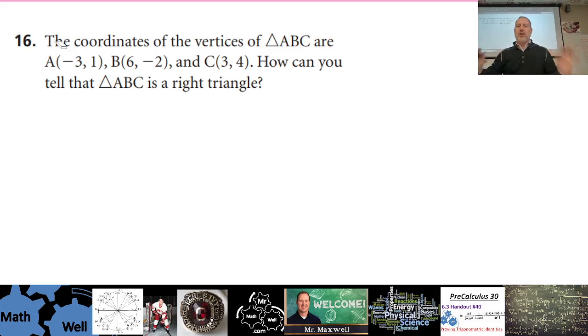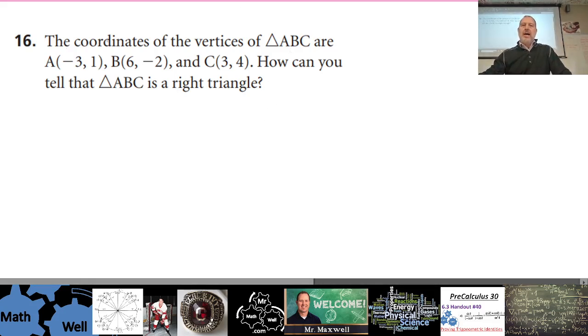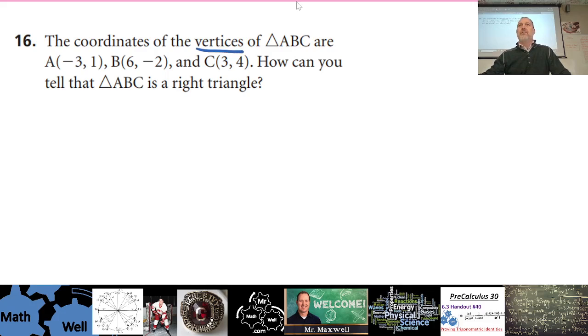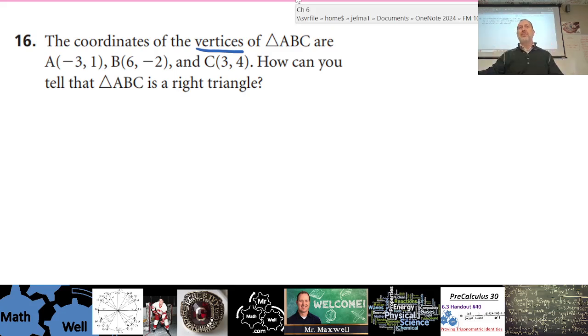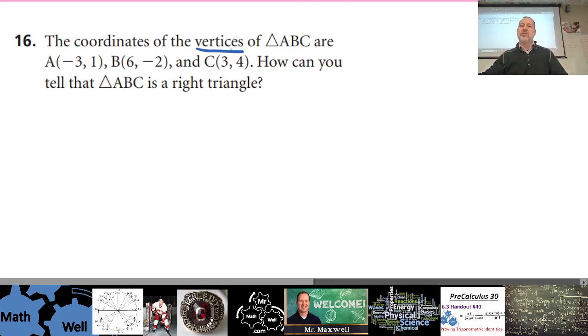So this one talks about a triangle ABC. It says the coordinates of the vertices. First of all, this word vertices, if you don't know what that is, a vertex is a point or a corner where two sides meet. So vertices are the corners of the triangle. And the triangle is labeled ABC, and the information about the vertices is given as coordinates.